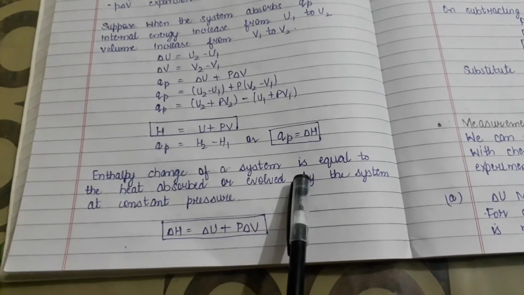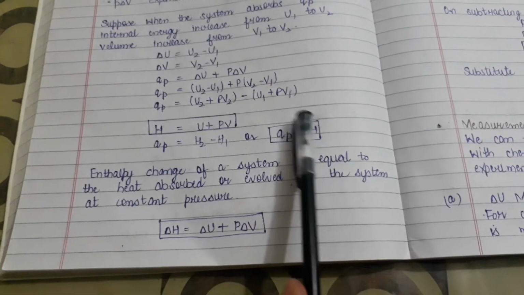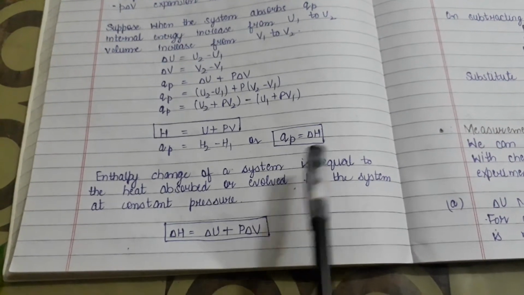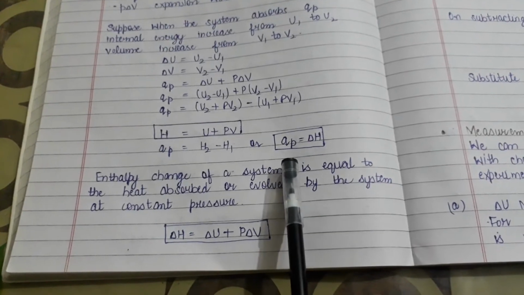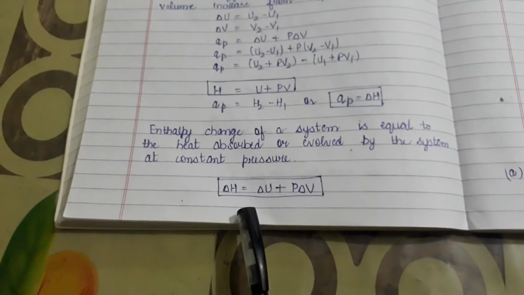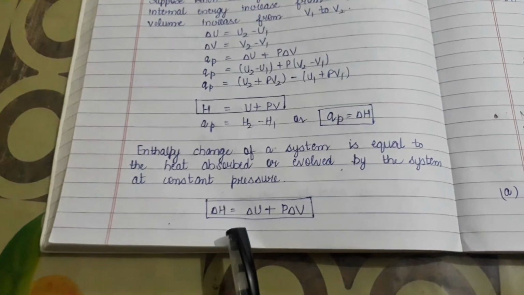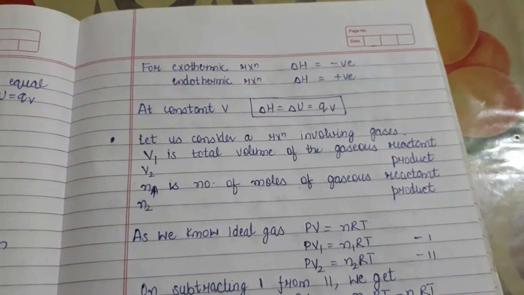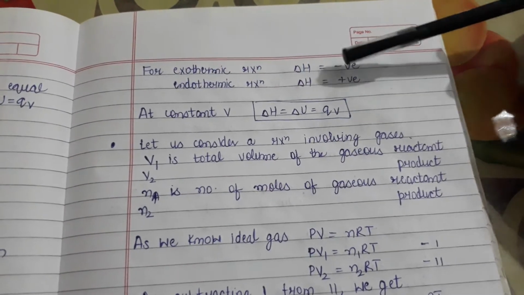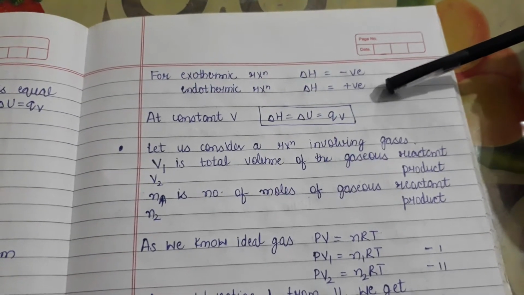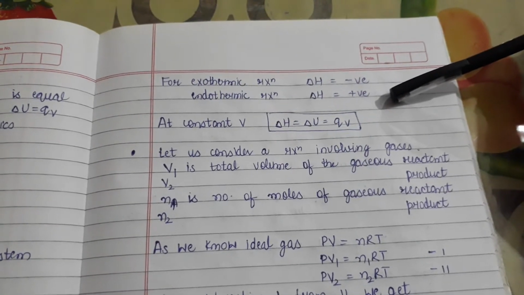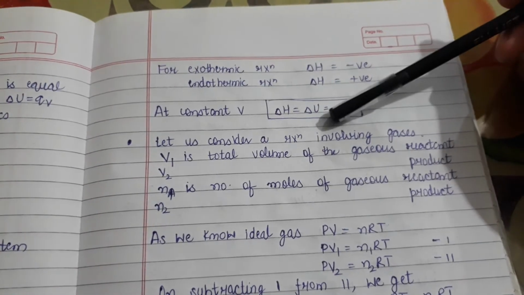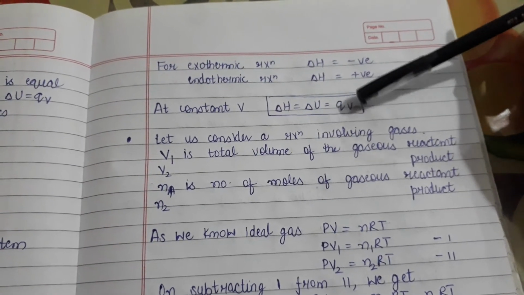Enthalpy change of a system is equal to the heat absorbed or evolved by the system at constant pressure. It means delta H is equal to QP. And we also write that delta H is equal to delta U plus P delta V. Yes, students, for an exothermic reaction delta H is negative, and for an endothermic reaction heat is absorbed, so delta H is positive. At constant volume delta H is equal to delta U, and delta U is equal to QV.